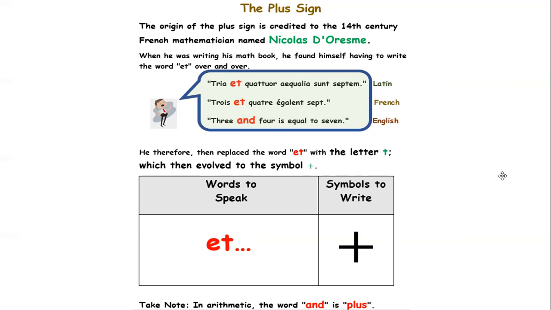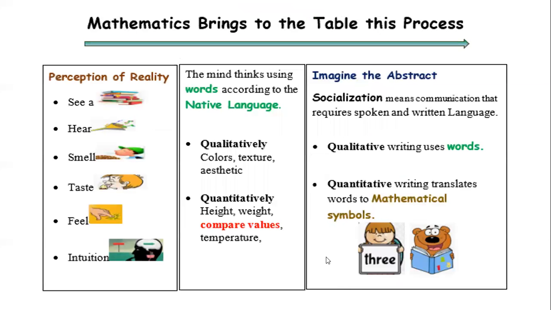So he therefore replaced the word et with the letter T, right? You can see T in et, you just take out the E, because he's tired of writing et every time, so you just write the T, which then evolved to the symbol, the plus, right? So that plus sign came from that word et, which is and in Latin and French. So words to speak et, and symbols to write plus sign. So you can see the translation of words to symbols happening, okay? Take note, in arithmetic, the word and is plus, always bear that in mind, okay?